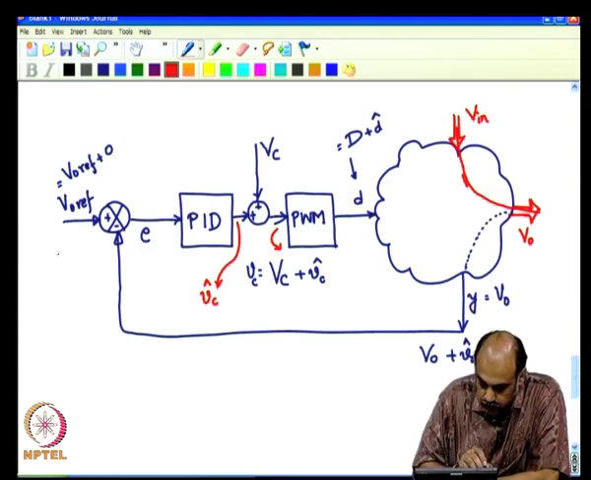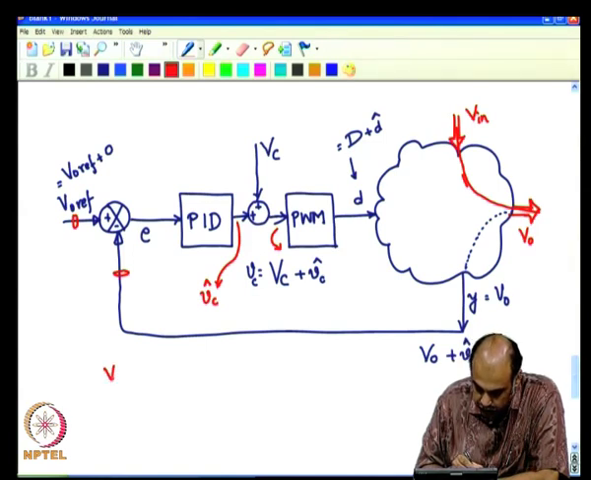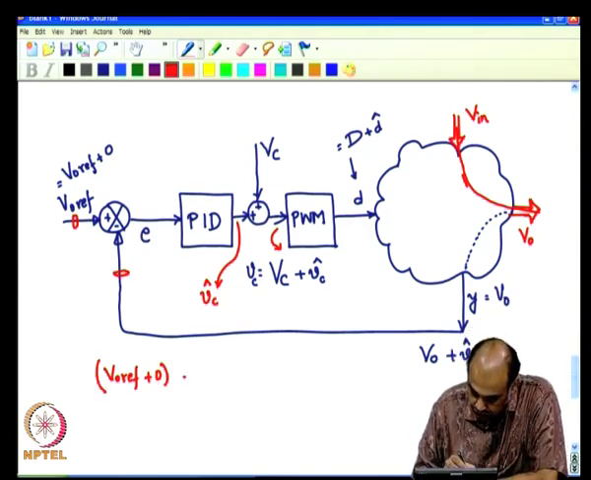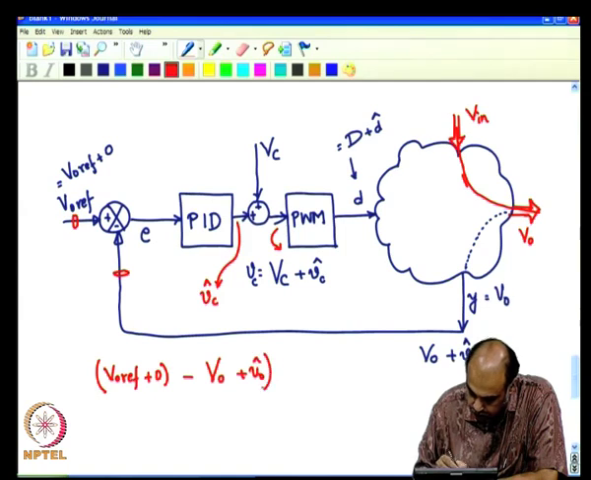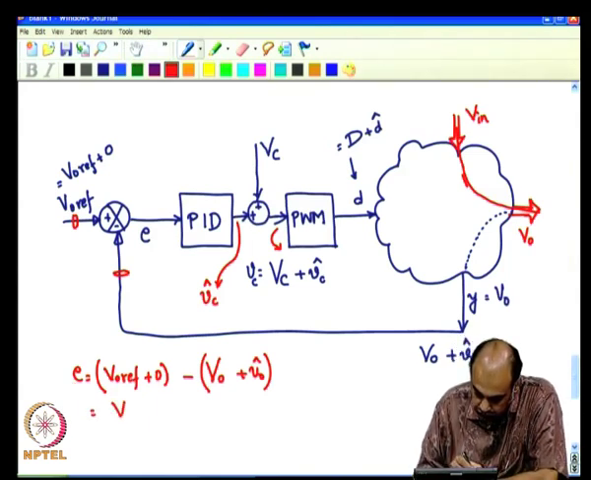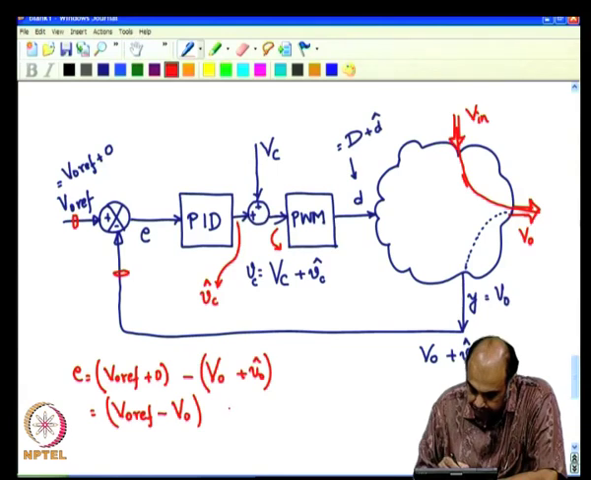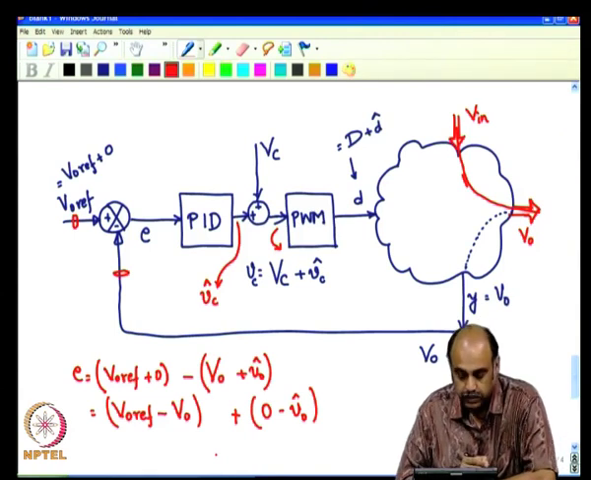Now, in this comparator, when you subtract this and this, that is, you have V naught ref plus 0, steady state part plus 0, minus again a steady state part plus V naught hat, that is your error. Now, that can be written as V naught ref minus the steady state part, plus 0 minus V naught hat. This is the small signal part of the error.